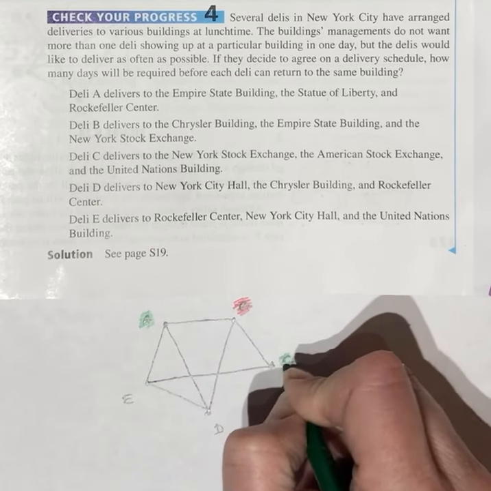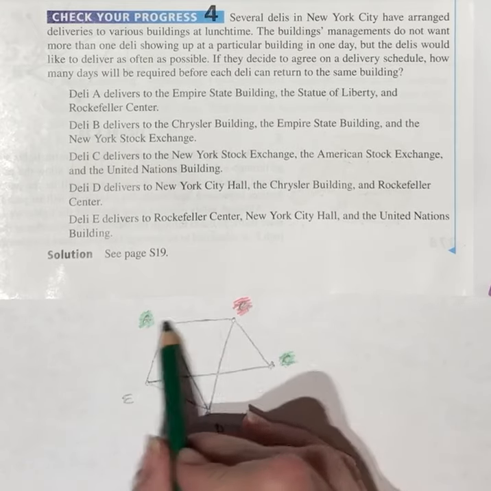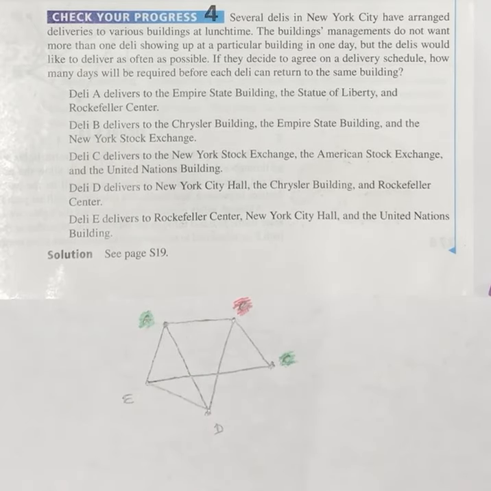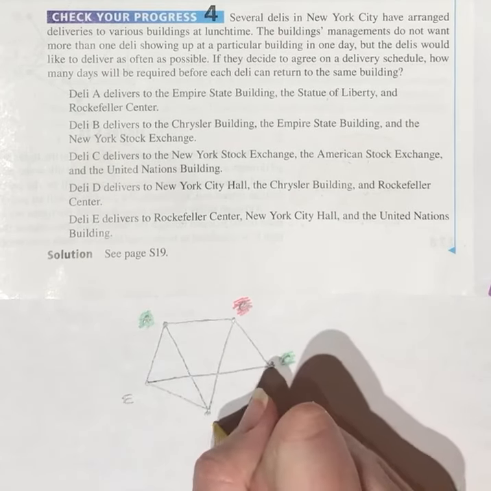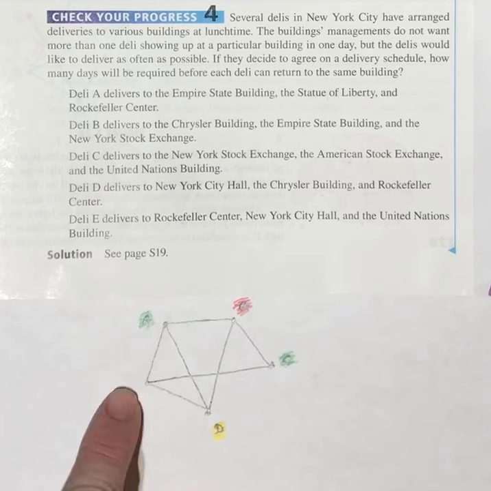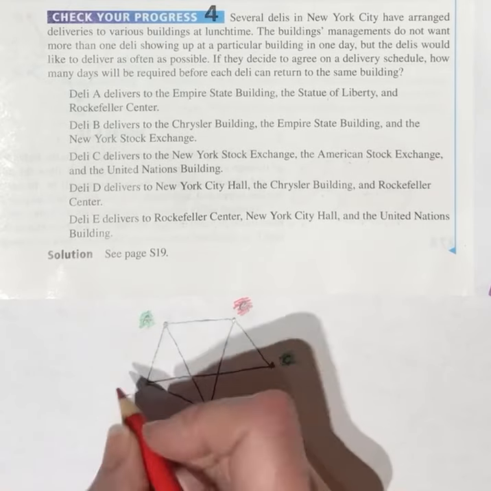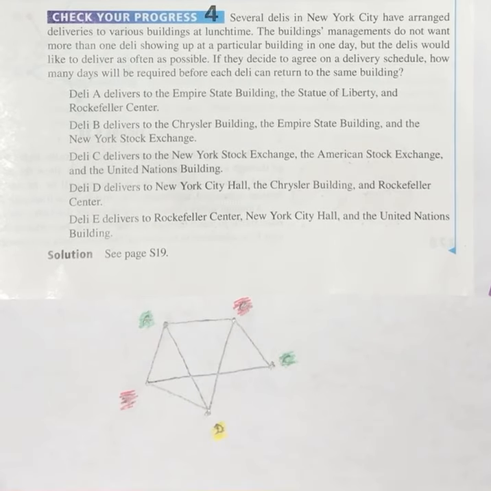So those two can be on the same day. D cannot be on the same day as those two. D is going to have to be a third color, a third day in this case. And then that leaves us with E, which can't be on these 2 days, but can be on the same day as B. So it's going to take us 3 days.